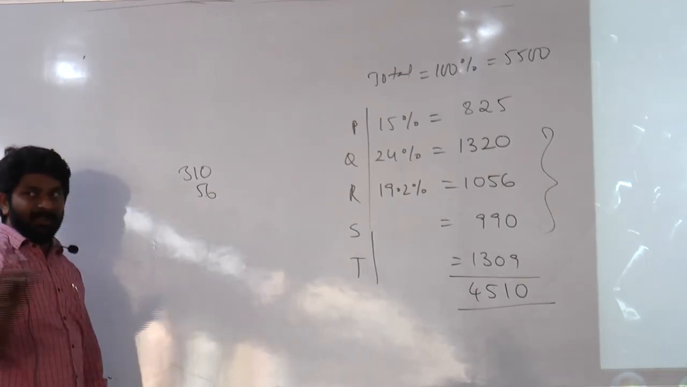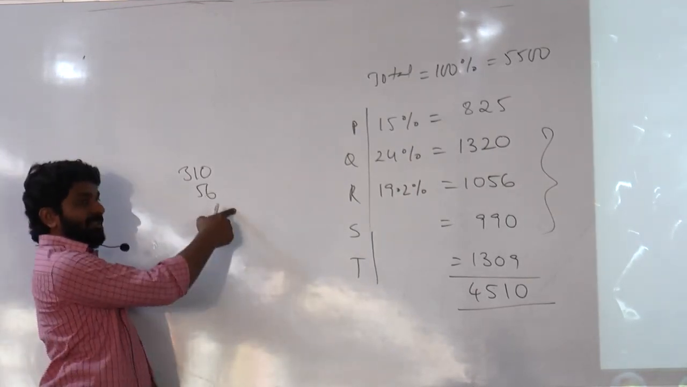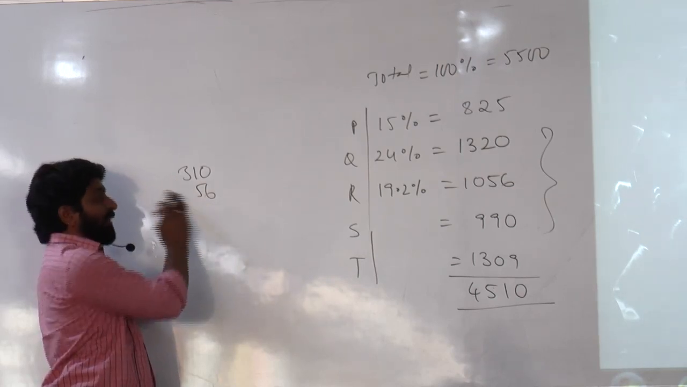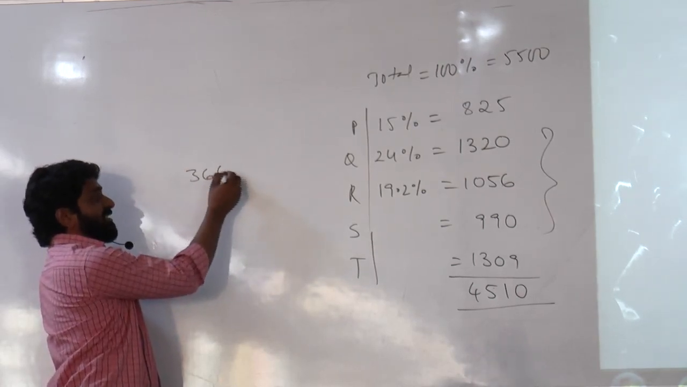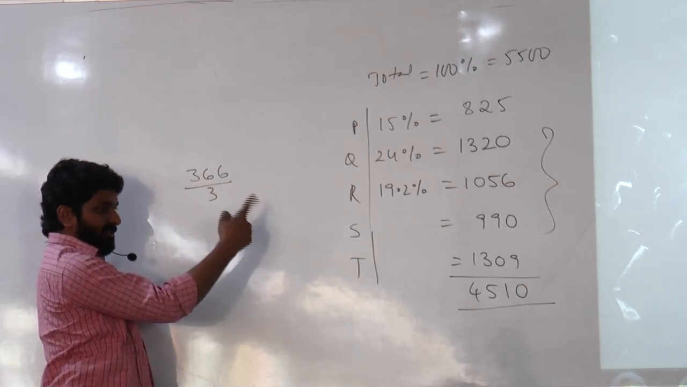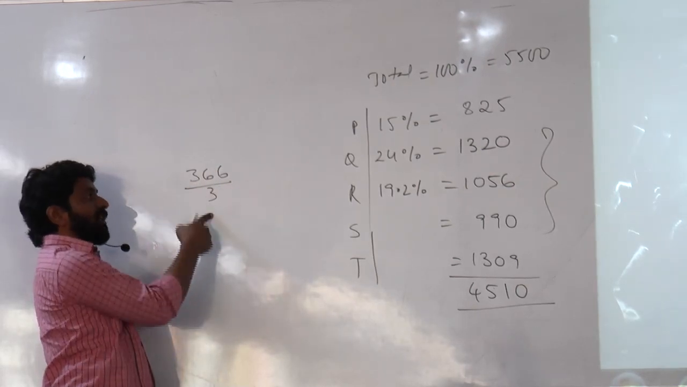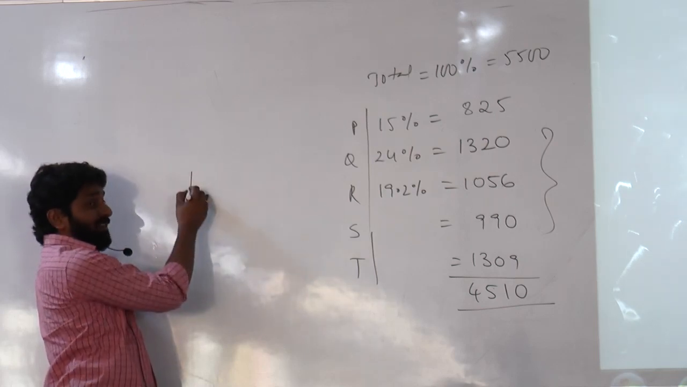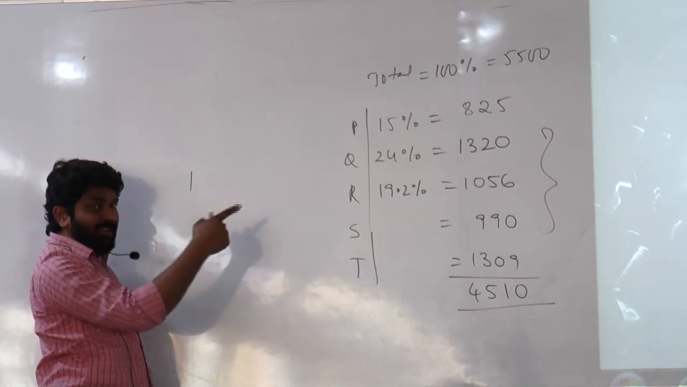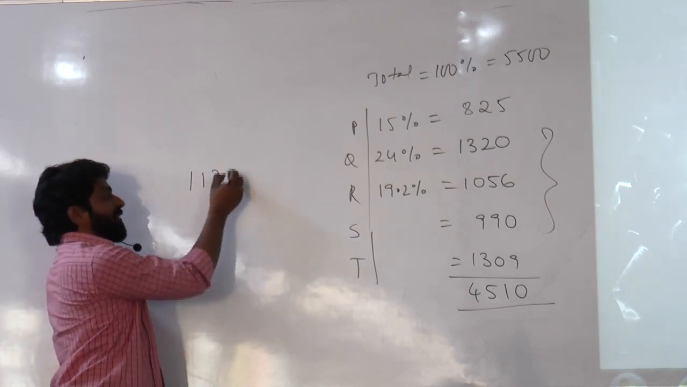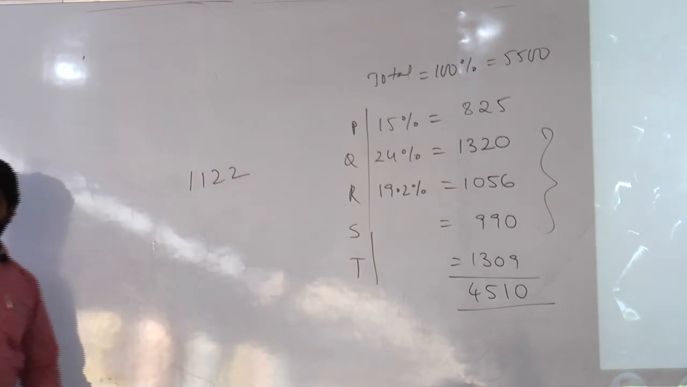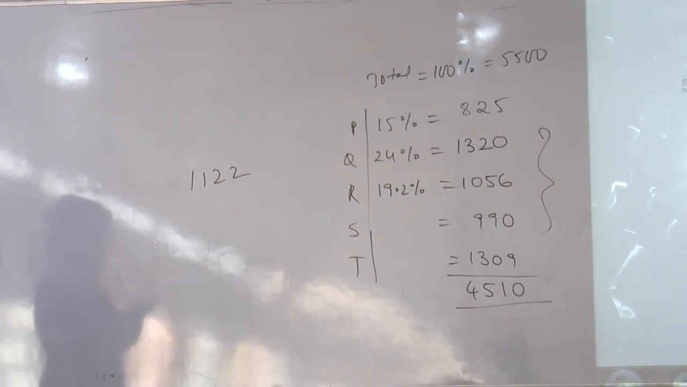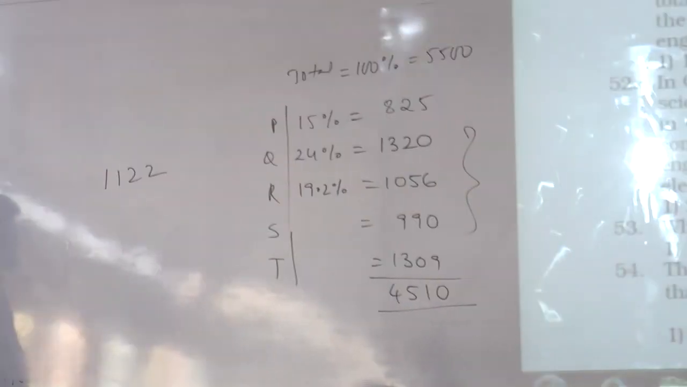So after making every number 1000, you are still left with 366. Now you need to adjust 366 among 3 colleges. So each college gets 122. After making 1000, every number is getting 122 more. So the average is 1112, the answer. Need not add everything. This is the equality concept.